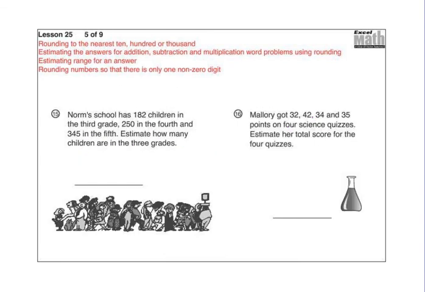All right, here's some estimation problems with word problems. So let's do the first one together. Norm's school has 182 children in the 3rd grade, 250 in the 4th, and 345 in the 5th. Estimate, keyword, how many children are in the 3 grades. So they only want an estimation, so we're going to round off each one of these. That's going to be 200. That's going to be 300 because the 5 bumps the 2 up to a 3. And 345 is going to be 300. You add these up and get 800.